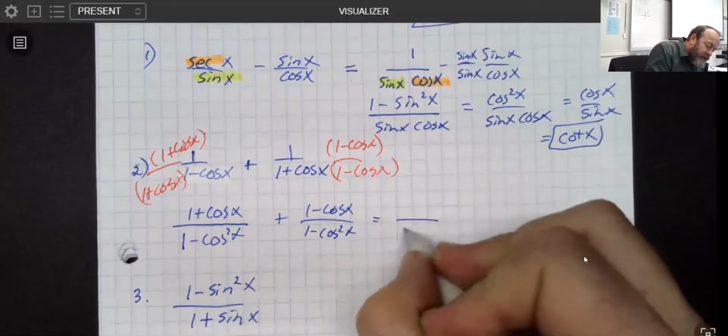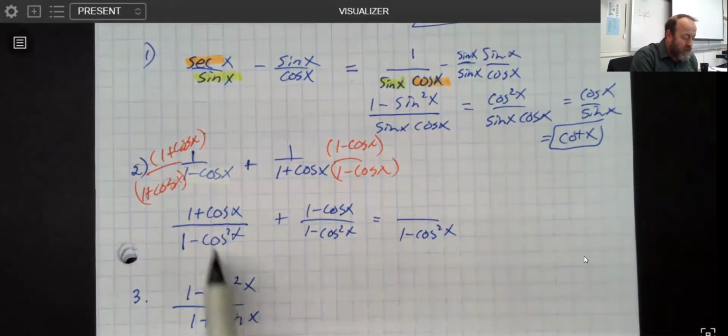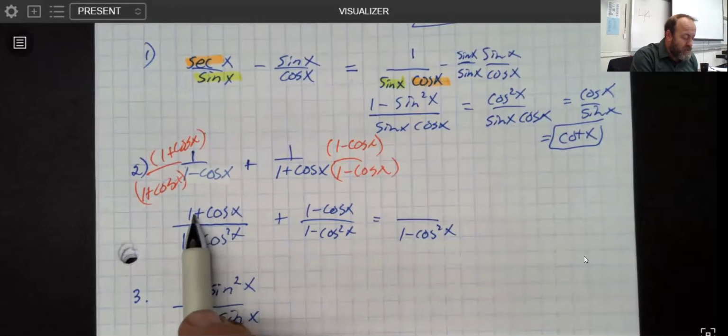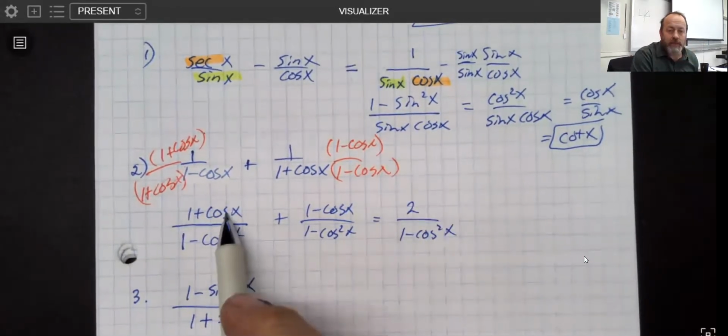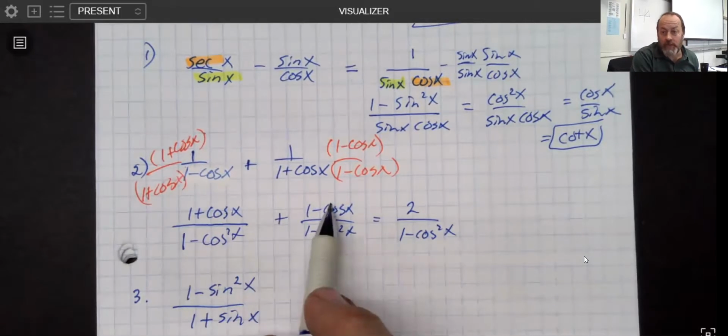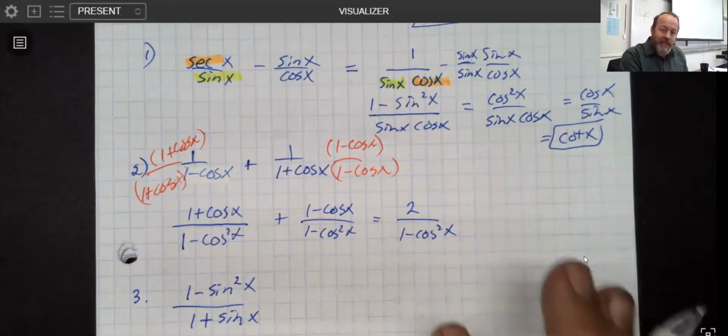Now, in putting that together, as soon as we have a common denominator, we can then put those numerators together. And you're going to notice quite quickly that when you add these numerators, 1 plus 1 is 2, but a positive cosine plus a negative cosine is going to be 0. So we're kind of set, but that same thing is going to happen again.